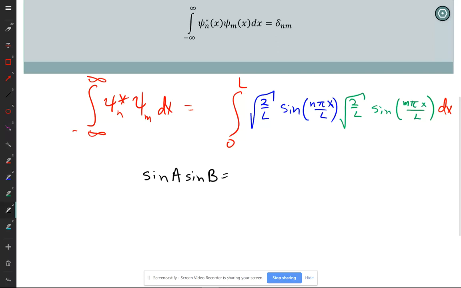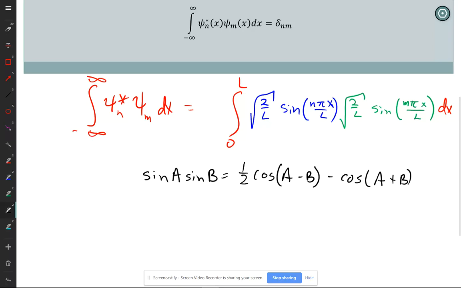So sine A sine B is equal to 1/2 cosine of A minus B minus cosine of A plus B. So there is our definition of what you get when you multiply two sinusoids together.